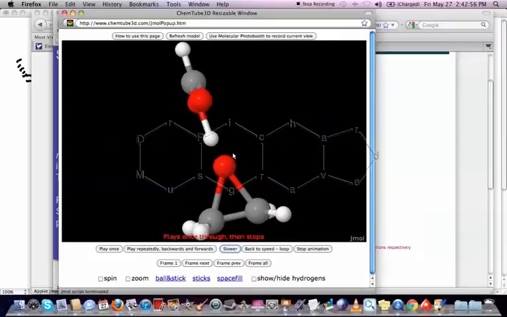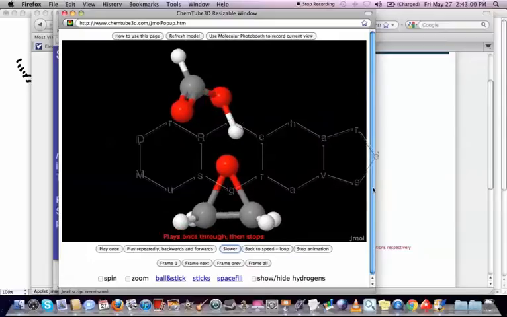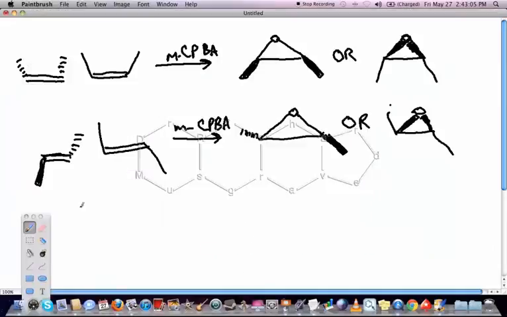Alright, there's a number of ways to draw epoxides, and I just want to show you that. So here's a cis alkene, which could be drawn like this, or it can be drawn like this. And here's the epoxides that can be drawn either this way. This would be a cis epoxide here, and this would be a cis epoxide as well.